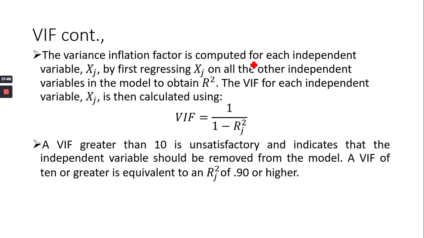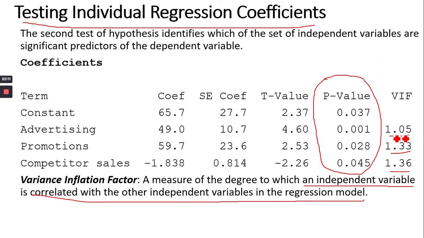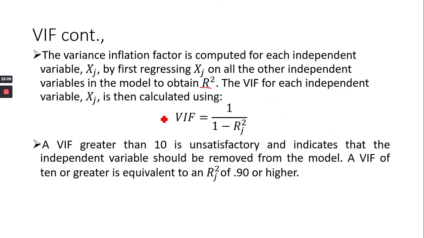The variance inflation factor is computed for each independent variable xj by first regressing xj on all the other independent variables in the model to obtain r squared. The variance inflation factor for each independent variable xj is then calculated using VIF equals 1 over 1 minus r squared j. So this is the same formula which is being used to calculate this. You can verify that. If you use this formula, are you able to get those variance inflation factors which are given? So how do we interpret this?